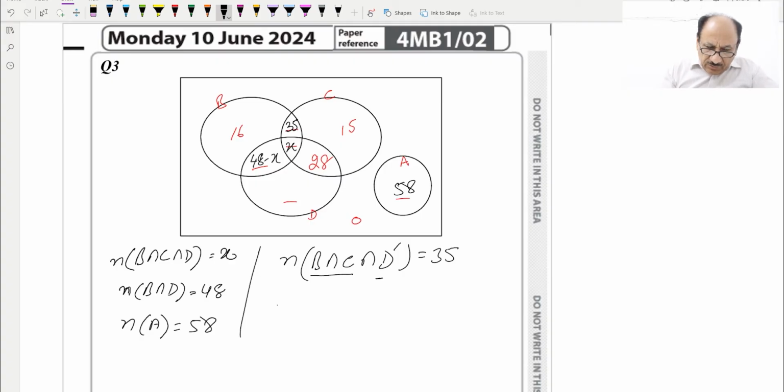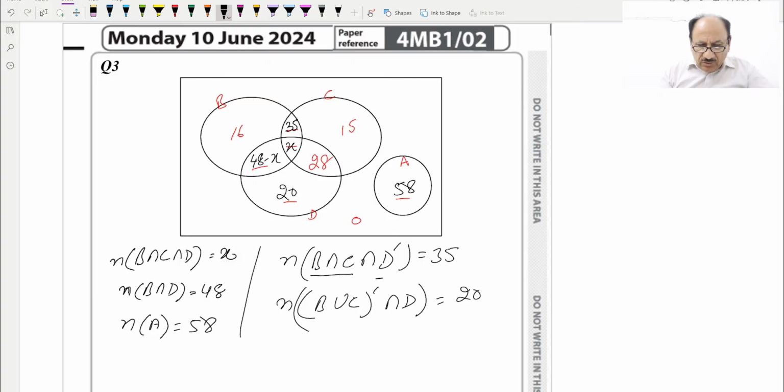Only one is remaining, n of B union C complement. It means excluding B and C. So when we exclude B and C and take intersection with D, and they are saying this is 20, our number 20 will be over here, which is this one. So we have filled the complete diagram, and A part was using all the information given.